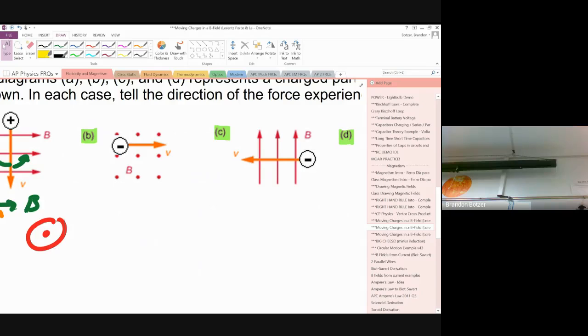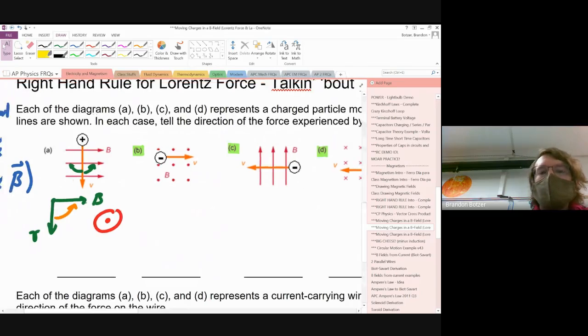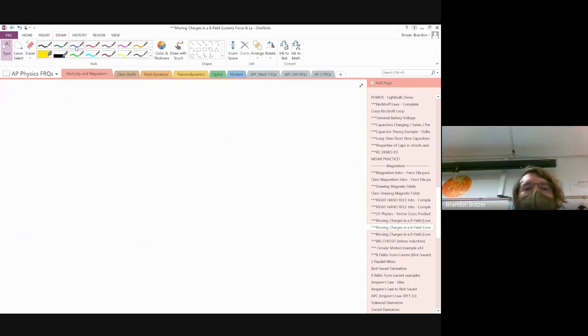This is a negative charge. If we go back, and we go way back in time to when you learned about vectors last year. At about this time last year, you may have learned about vectors.